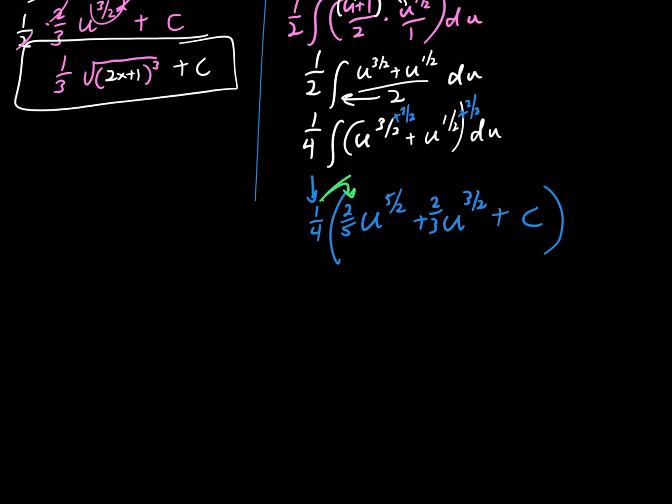You don't necessarily have to do this. You could leave it out, but most people will distribute this. And then what is that? That's 2 over 20, so that's 1 over 10. And then you have your u to the 5/2. I'll clean that u up in a moment.